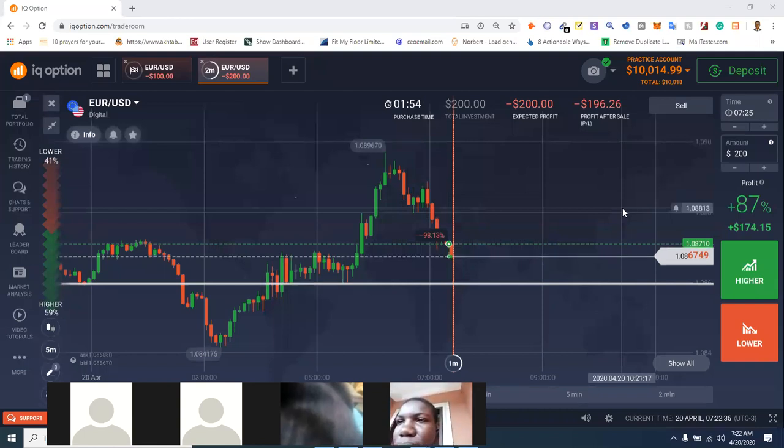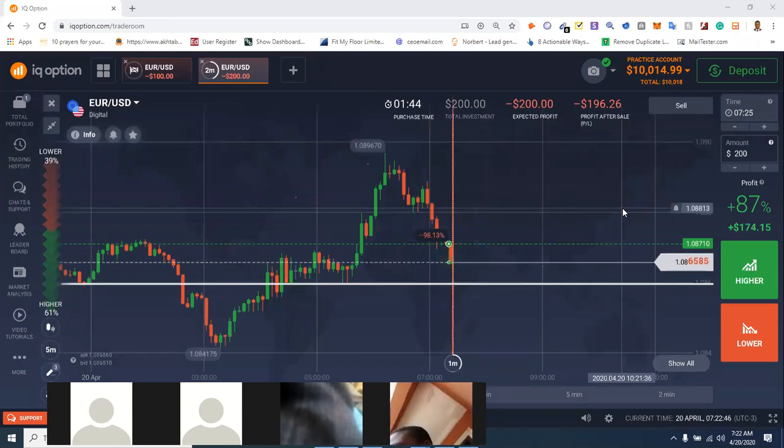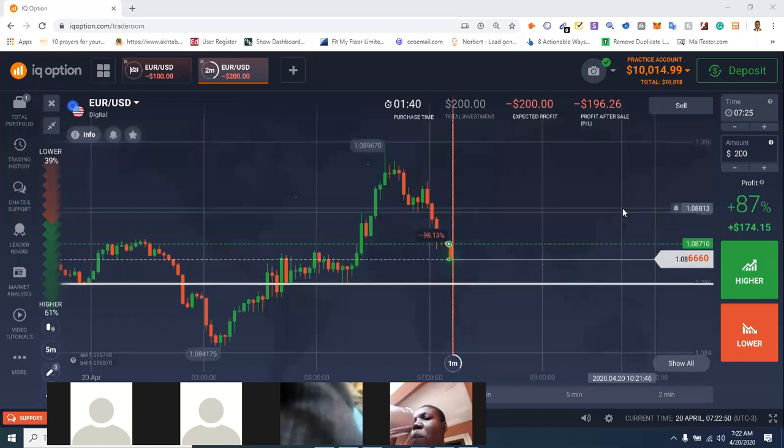But if you have good risk management, you are using just 1% of your account, you will not be scared. You will place your trade with ease, believing that even if you lose the 2 martingales, other trades will still come true. So we are waiting for 30 seconds again.